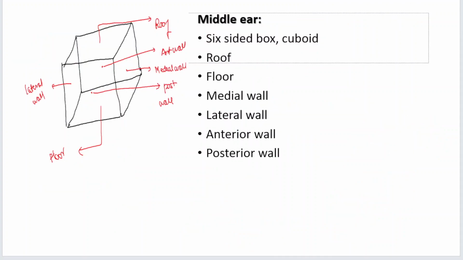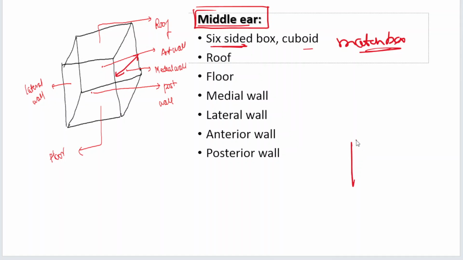Now coming to the middle ear proper. The middle ear proper is likened to a six-sided box, just like your matchbox. It is more like a matchbox than this one actually. The anterior-posterior dimension is smaller, just like a matchbox. The anterior-posterior dimension is very small.